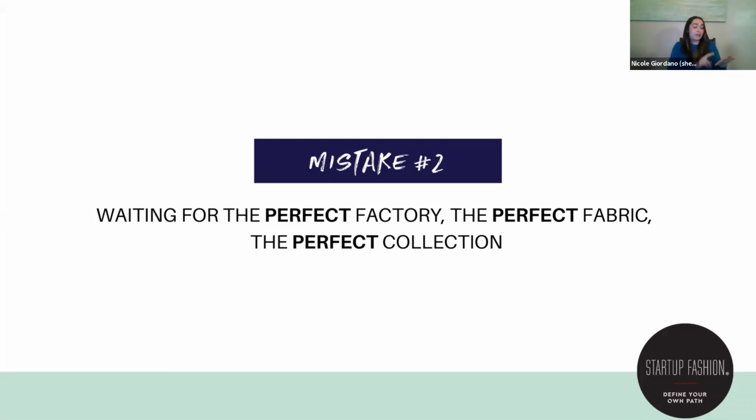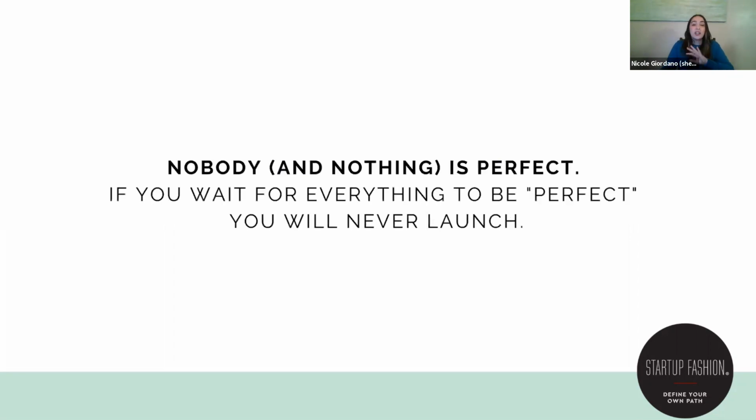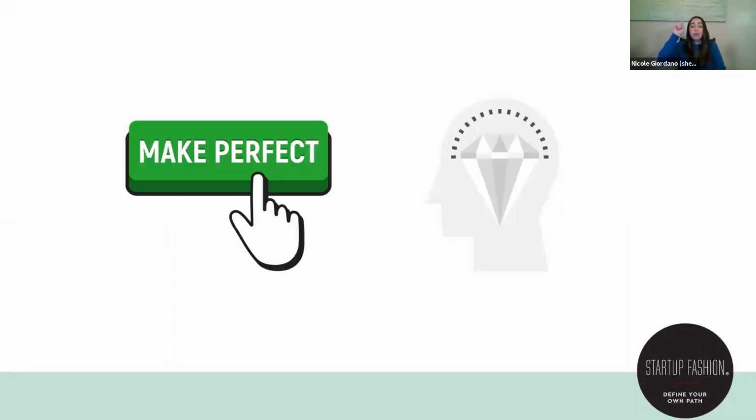You're waiting for the perfect fabric or materials, you're waiting for the perfect factory, you're waiting for the perfect designs. And listen, nobody and nothing is perfect. If you wait for perfect, you will never launch. So let's talk more about this. Perfectionism is a mindset problem. You're allowing yourself to believe that you can't put something out into the world if it isn't perfect. Where does this come from? Fear. Fear that you'll be judged and fear that you'll fail.